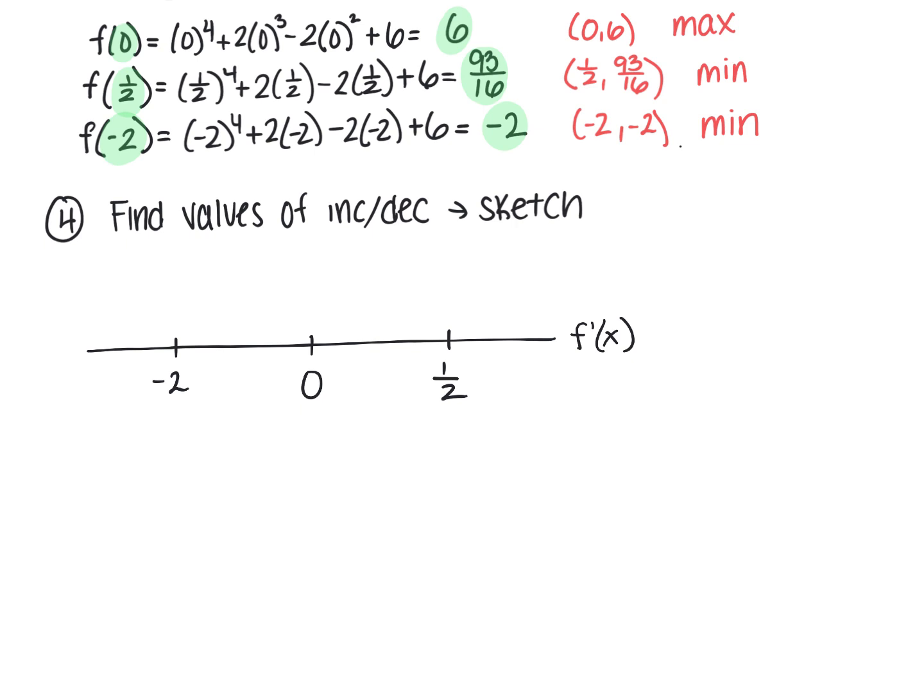So if we know that we have a maximum at 0, it's going to be 0, 6. So somewhere up here we have a maximum. And then we have a minimum at 1/2 comma 93/16. So that's probably going to be somewhere over here, still positive. So this will be another minimum. And then at -2, -2, which would probably be somewhere down here, this is going to be another minimum.